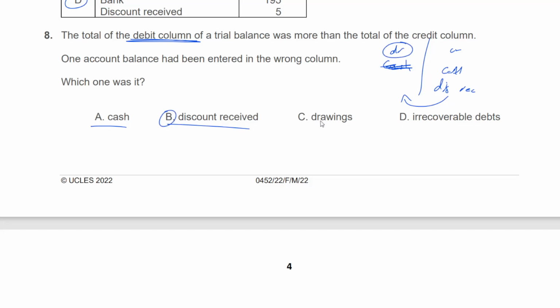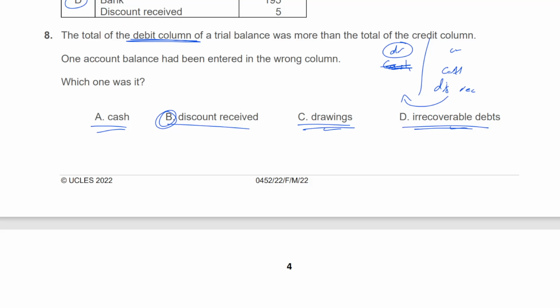Drawings go on the debit side anyway. So we cannot mess it up and have the debit side greater. That would make the credit side greater if we mix this up. If we mix the irrecoverable debts up, same thing. In all these options, if we put them on the wrong side, meaning the credit side, we will be increasing the credit column more than the debit, right? So this is the only option which is supposed to go on the credit, but if we mess it up, our debit will be overstated.